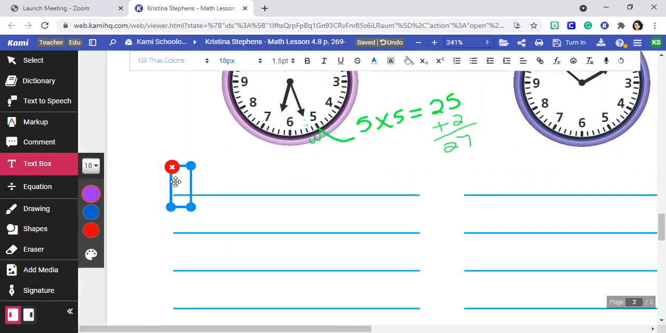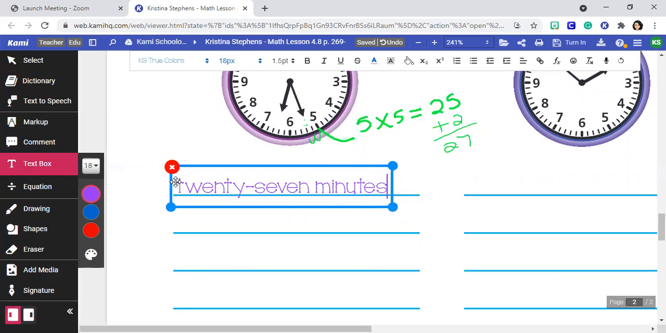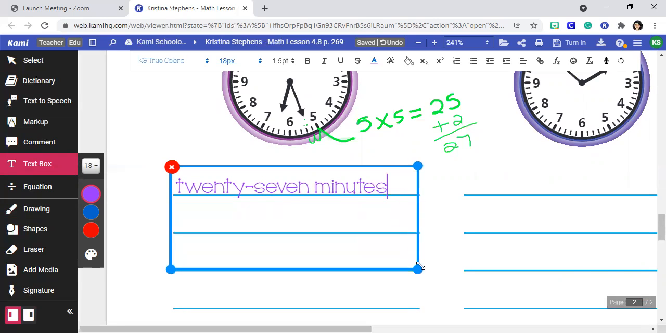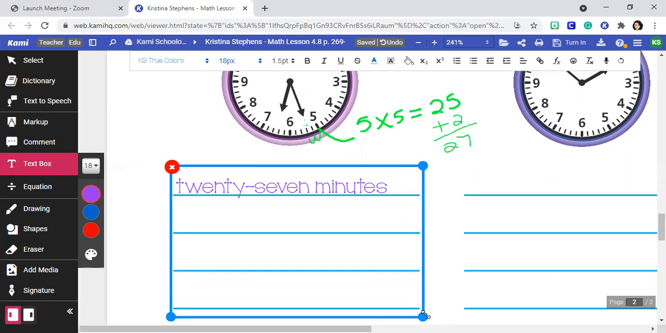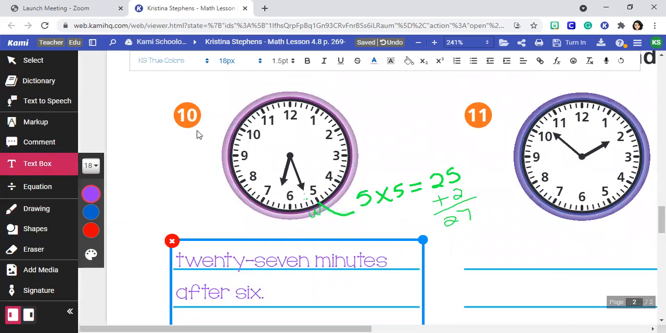Let me start typing that. 27 minutes after, and what's the hour? Well, here's our hour hand. It's in between the 6 and the 7. It is not 7 o'clock yet, which means it's still 6 o'clock. So 27 minutes after 6. Which means, how many minutes do we have to get to the next hour?